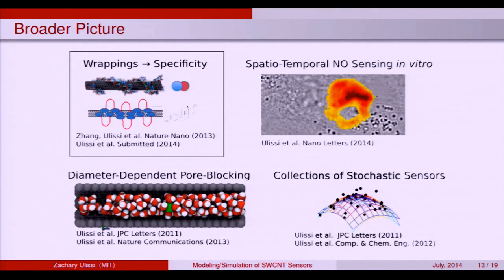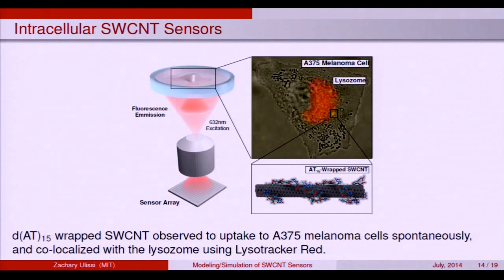So there are many aspects to this problem. The one I talked about was how these wrappings lend themselves to specificity, but we also want to apply these to actual uses. So we've also taken these DNA wrappings and started putting them into cells to do in vivo sensing, and so I'll just talk a little bit about that.